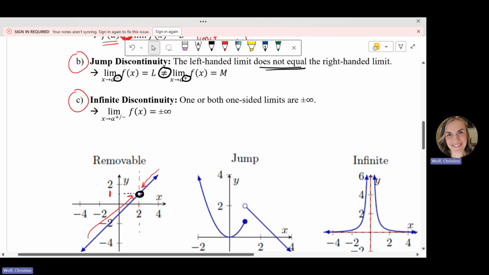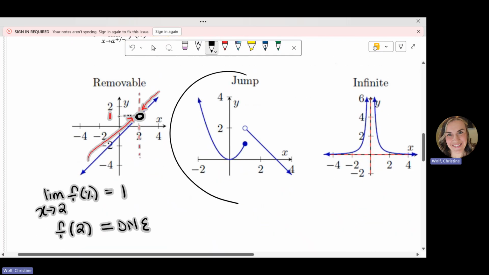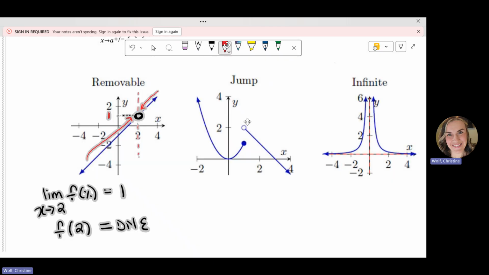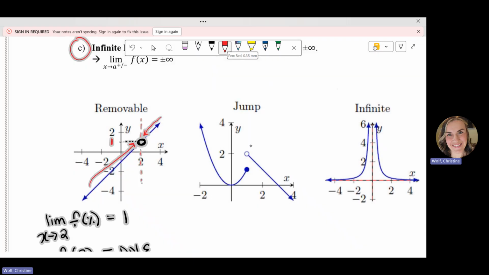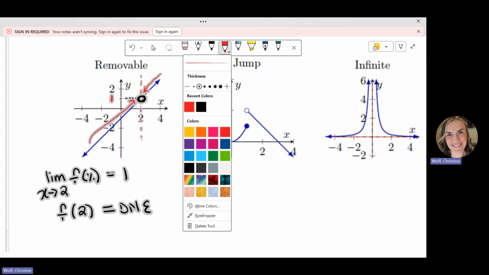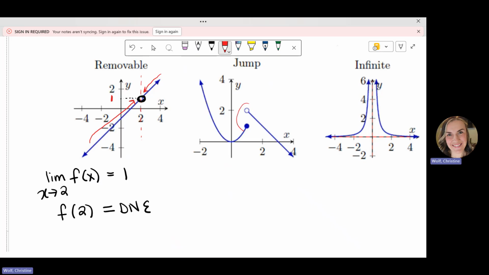So let's look down here. This is what a jump discontinuity looks like, and we can literally tell because it literally looks like the graph jumped from one point to another. We don't have a fluid line.